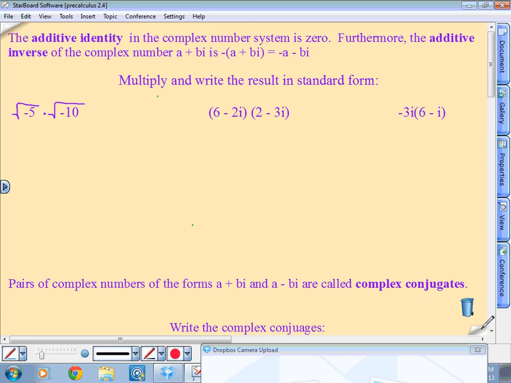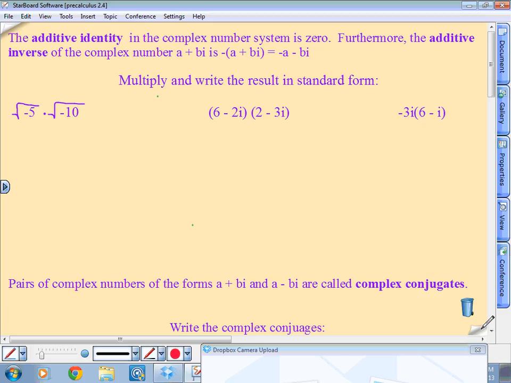So if you don't know a section, you don't have to watch the whole 18 minutes or whatever. You can just watch the 2 or 3 minutes of the one you're stuck on, if there's only one. The additive identity in the complex number system is 0, just like the real number system. Okay.